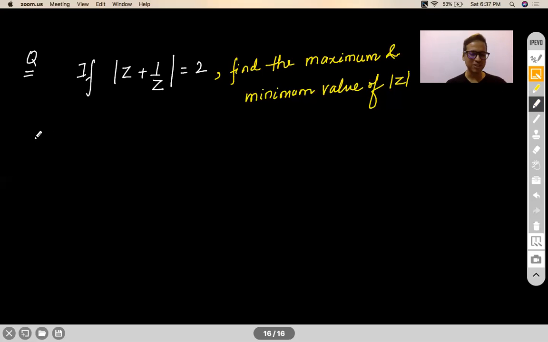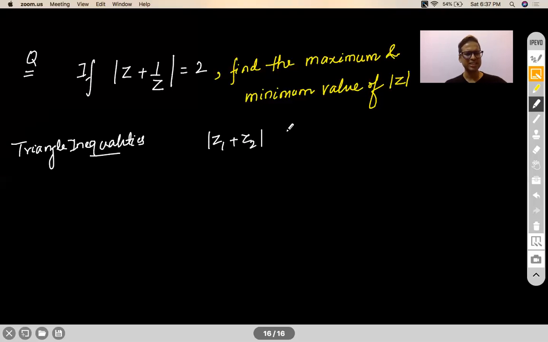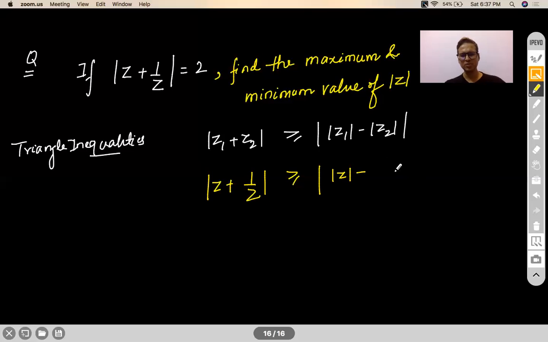Okay, let me solve this because it requires a bit of deeper understanding of the triangle inequalities. See, if you just recall your triangle inequalities that we had done, we have learned the second one, that mod z1 plus z2 is always greater than or equal to the difference of the other two sides, right? Correct? Okay. Let us consider z1 to be z and z2 to be 1 by z. So if I apply the same fundamental over here, this is what I will end up getting.